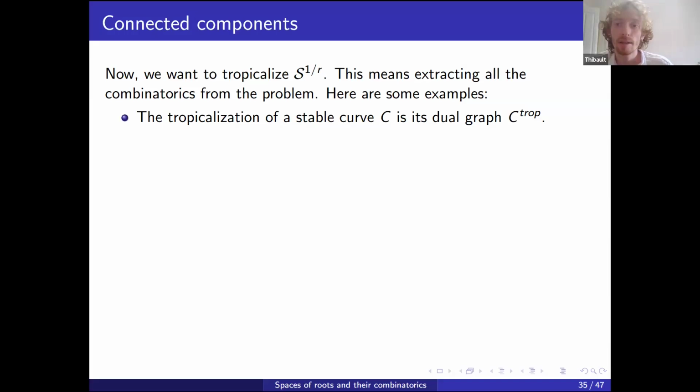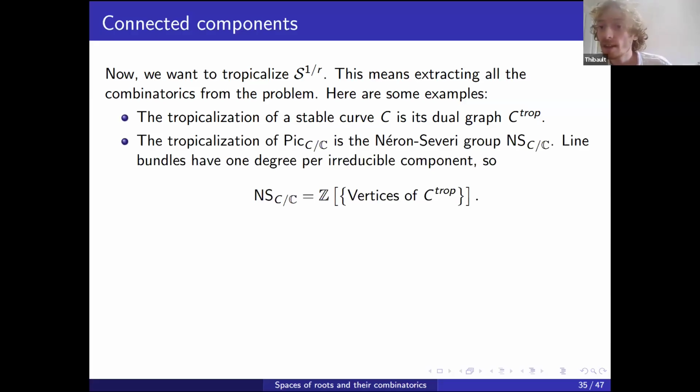I can extract a dual graph out of it, and so that's the tropicalization of the stable curve. If I take line bundles on stable curves, what combinatorics can I extract from that? Well, on each irreducible component, my line bundle has a degree. So I get one integer per component of the stable curve. And this is equivalent to one integer per vertex of the dual graph.